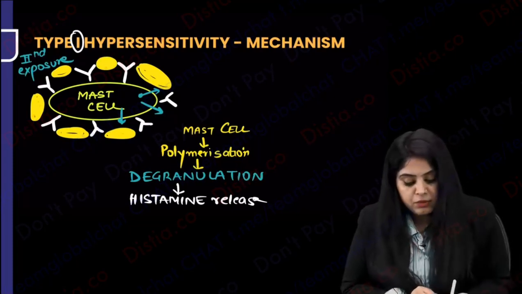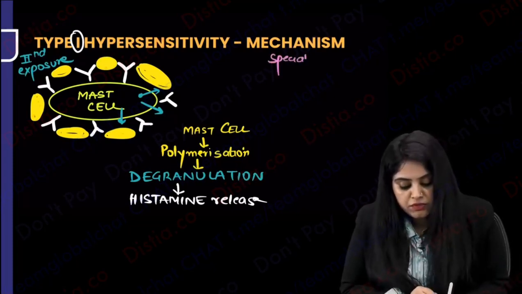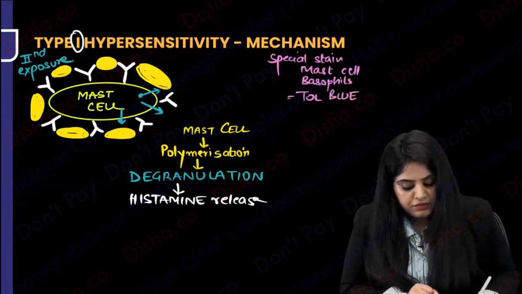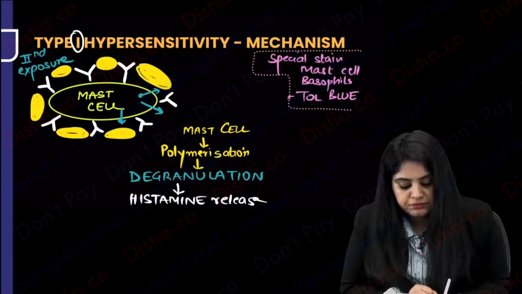I'll repeat this entire process, but can you please tell me a question of the previous year? What is the special stain that you have for mast cell as well as for basophils? The special stain for mast cells and basophils has been asked in the exam, and that is going to be toluidine blue. The special stain is going to be toluidine blue.